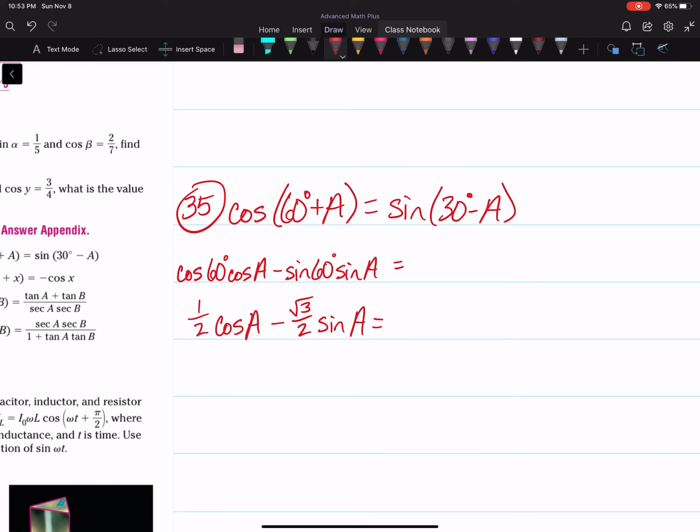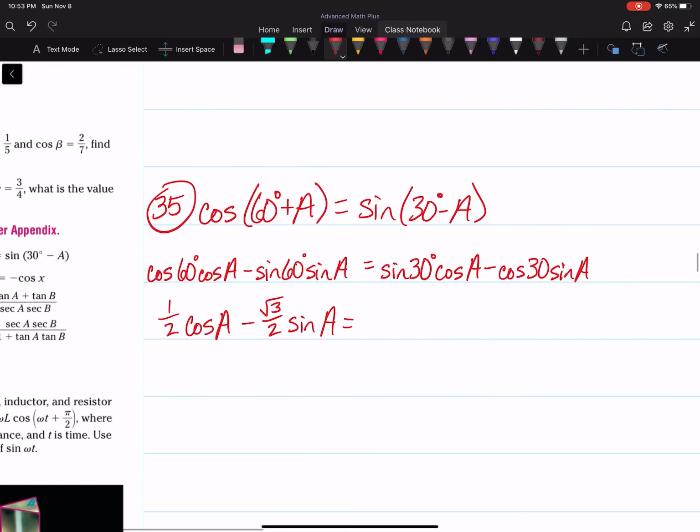So now we come over to this side and we do the difference identity for sine. The difference identity for sine is sine of 30 cosine of A minus the cosine of 30 sine of A. And we simplify those. That will be 1/2 cosine A minus cosine of 30, which is square root of 3/2, sine of A. And as soon as they look exactly alike, you will have proven that they are an identity.